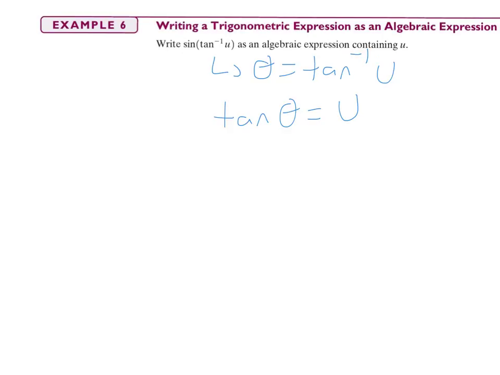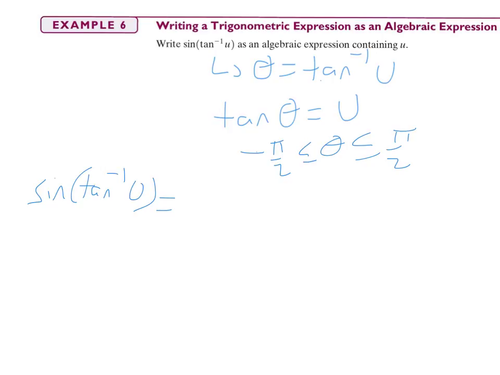Remember, tangent inverse is defined from negative pi over 2 to pi over 2. So, sine of tangent inverse, we said tangent inverse of u is equal to theta, so we can rewrite this as just sine of theta. So now, what we need to do here, see how we have a tangent here?